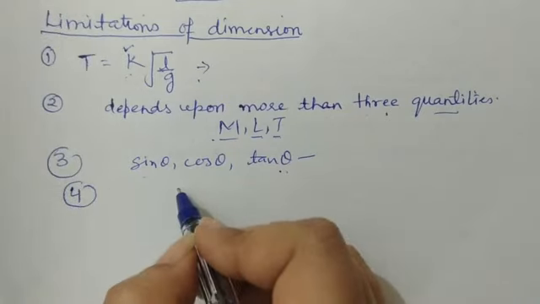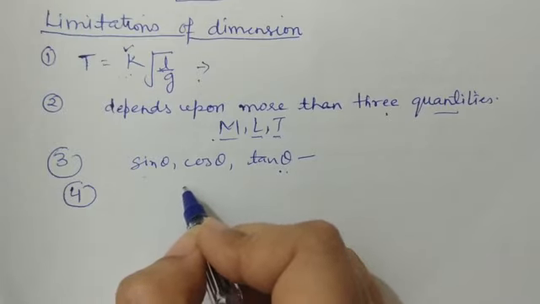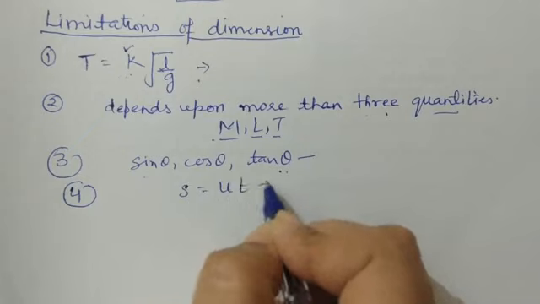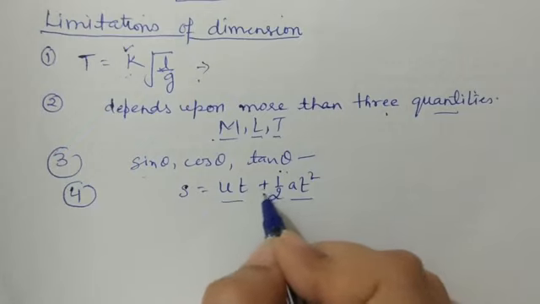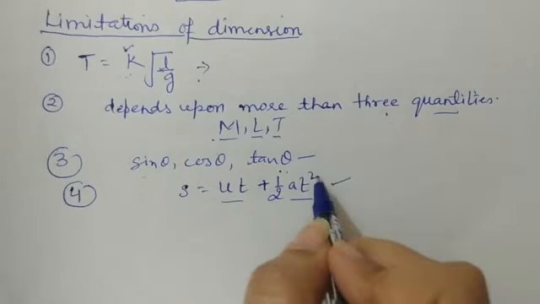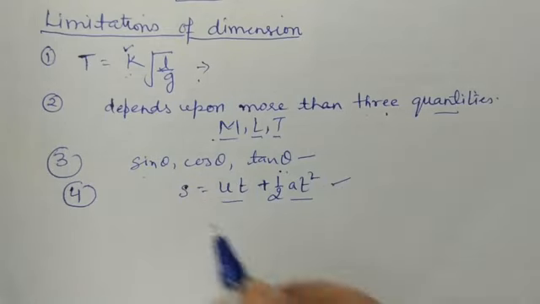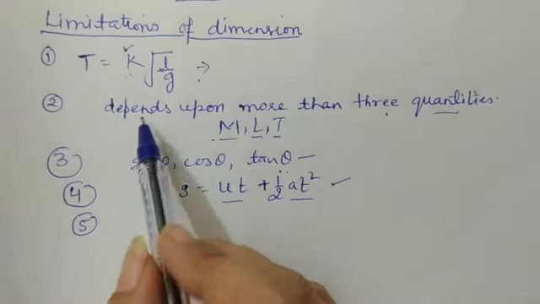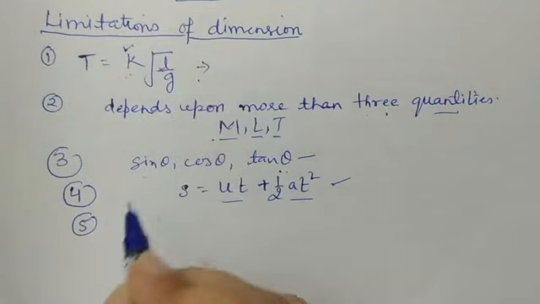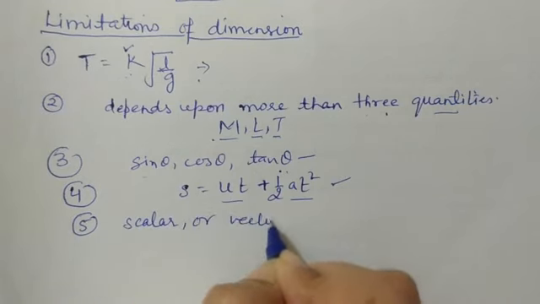Fourth limitation is, suppose any formula or equation has more than one term. For example, s is equal to ut plus half at square. This has 2 terms which are being added on the right side. Such relations cannot be established by the dimension method. Another limitation is that by deriving a formula by the method of dimension, we cannot judge whether our physical quantity is a scalar quantity or a vector quantity.